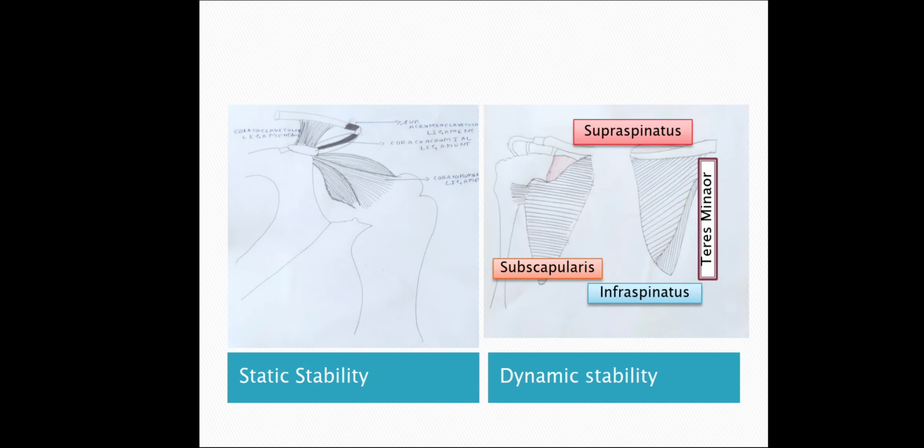As we already discussed in the previous video, static stability is provided by the ligaments, that is your coracoclavicular, acromioclavicular, coracohumeral ligaments. Again, coracoclavicular is divided into two parts, that is your conoid and trapezoid ridge. Dynamic stability is produced by your rotator cuff. The main action of the rotator cuff is centralization of the humeral head into the glenoid fossa so that the humeral head doesn't dislocate anywhere during the movement.